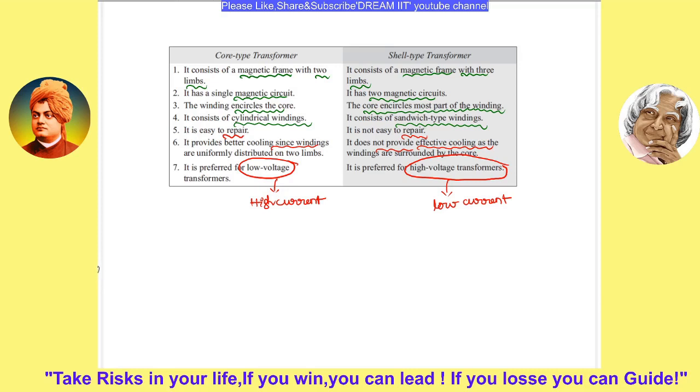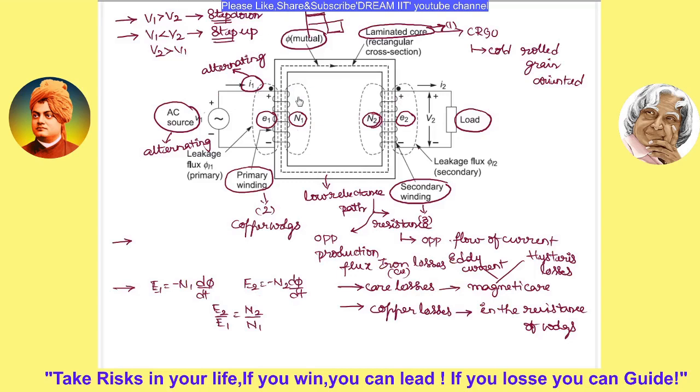These are the different types of transformers we are going to see. And if you see the construction, the core we have already discussed. The core is made up of CRGO steel, which provides a low reluctance path for the magnetic flux. The core is laminated to reduce the eddy current losses.